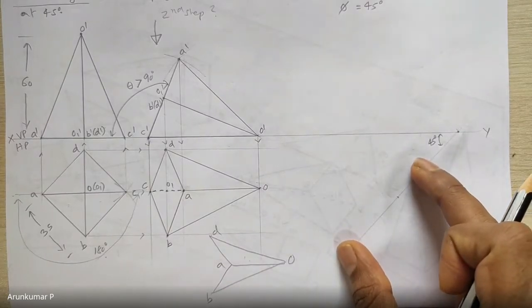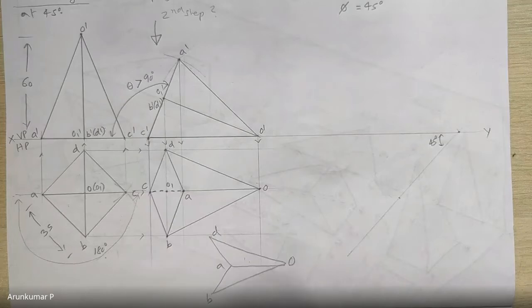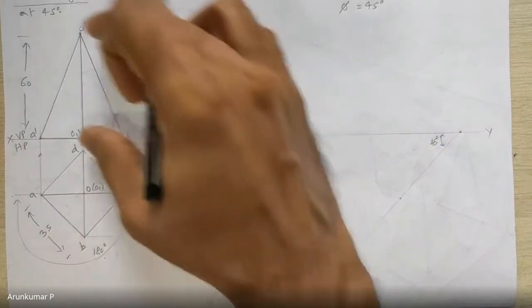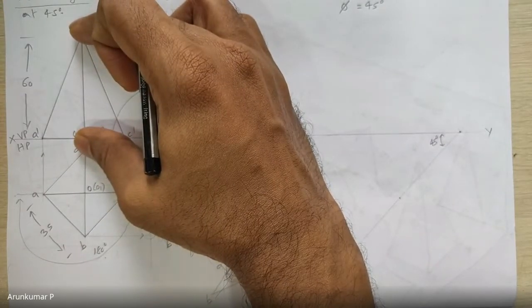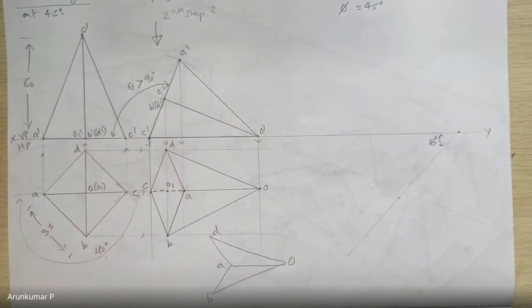Now on a true inclination, you should get the true length. The true length of what? The axis, because the axis is inclined at 45 degrees. Now what is the true length of the axis? How much is the true length of the axis? 60 mm. This is the length of the axis.